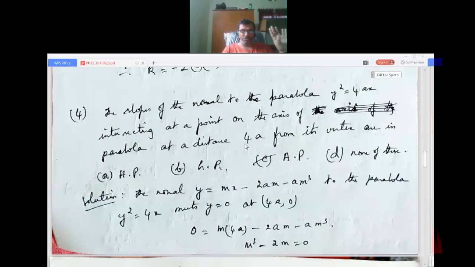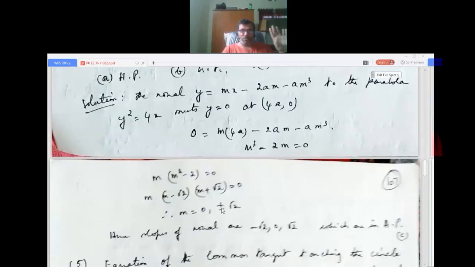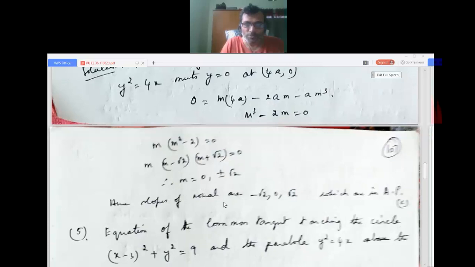Okay, distance of 4a. So what happens here now? y is 0, so I put here y is 0, x is 4a. Substituting, I get m cubed minus 2m equals 0. Then it is ordinary factorization: m equals 0 or m equals root 2 or m equals minus root 2. So the slopes of the normal, I write in some order, smallest is minus root 2. So minus root 2, comma 0, comma plus root 2, which is in arithmetic progression because there is a common difference. Okay. So which is in arithmetic progression.